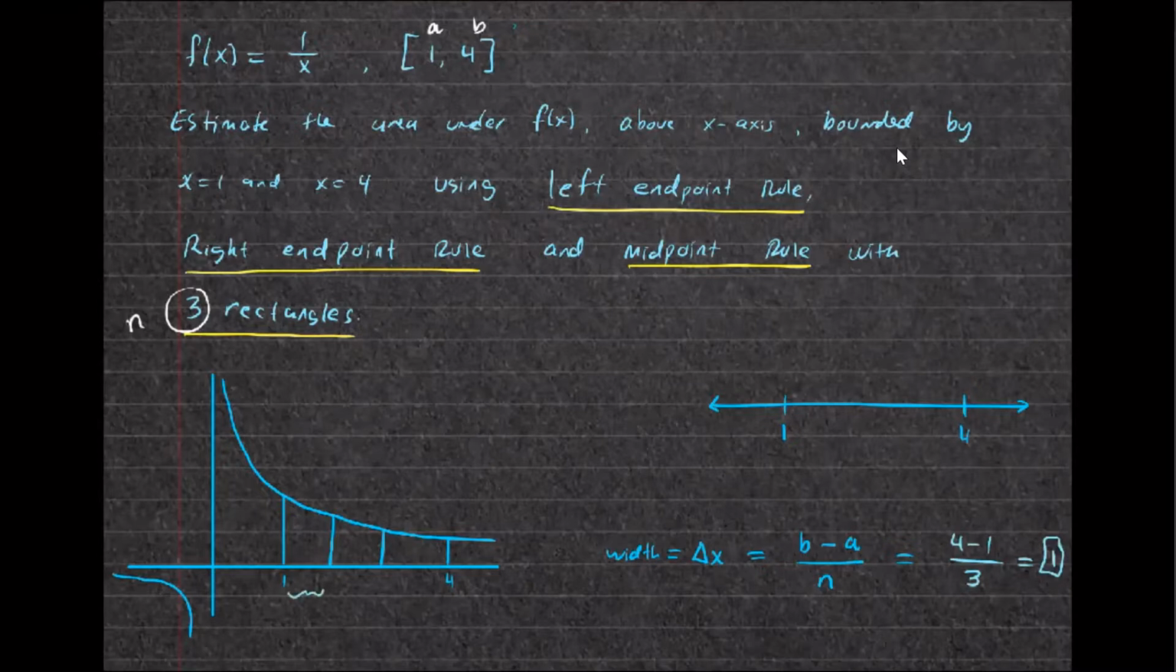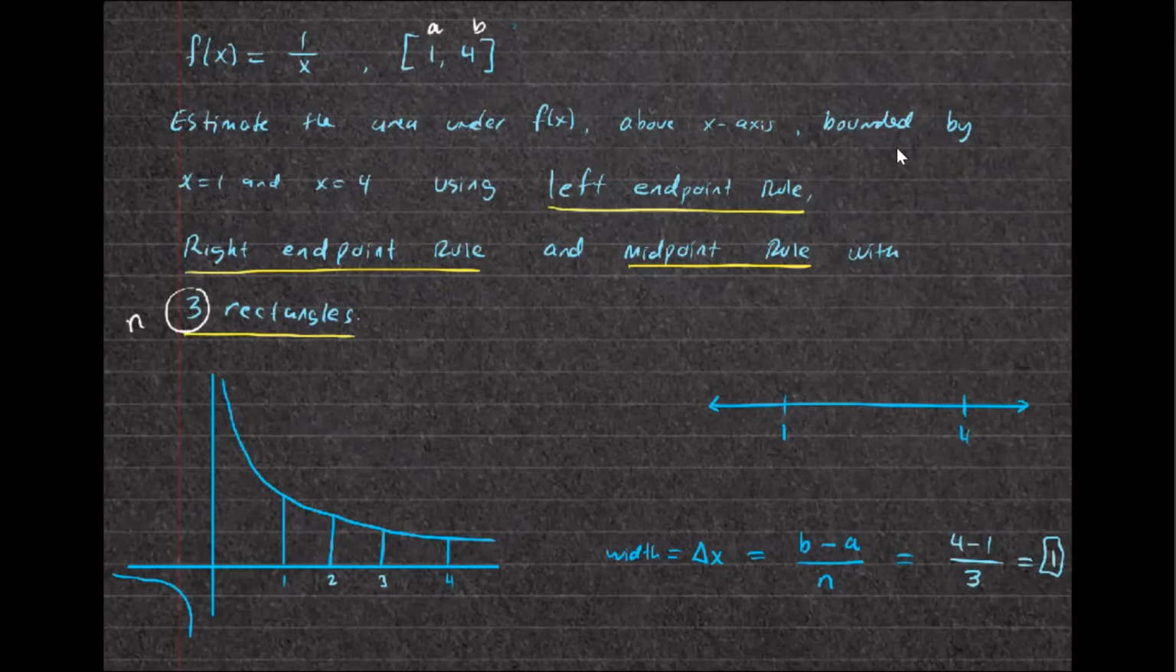So from here to here, it's 1. So 1 plus delta x, that's 2. And then 2 plus delta x, that's 3. 3 plus delta x, that's 4. So that's what delta x represents. And now you're going to determine the height, but that's going to be determined by this curve right here. Depending on how you construct them and which method you use, your heights are going to change.